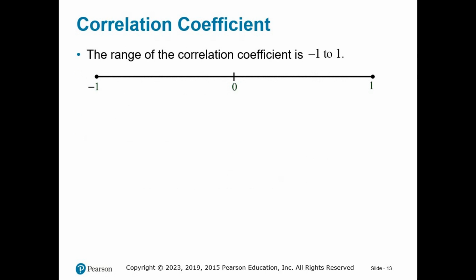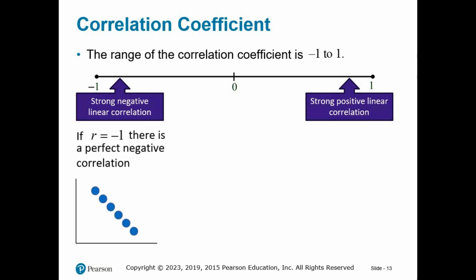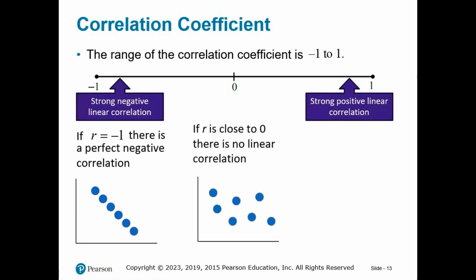The range of r is actually quite limited, and kind of like with probabilities, where it sits on the range has a meaning. The range of values for the correlation coefficient is -1 to 1. The closer to -1 it is, the stronger its negative linear correlation. The closer to +1, the stronger positive linear correlation it has. If r equals -1, there is a perfect negative correlation. If r is close to 0, there is no linear correlation at all.